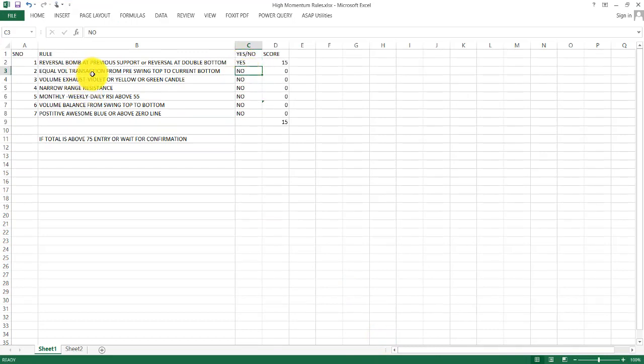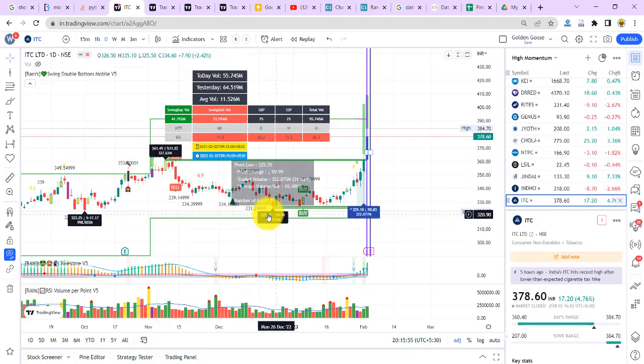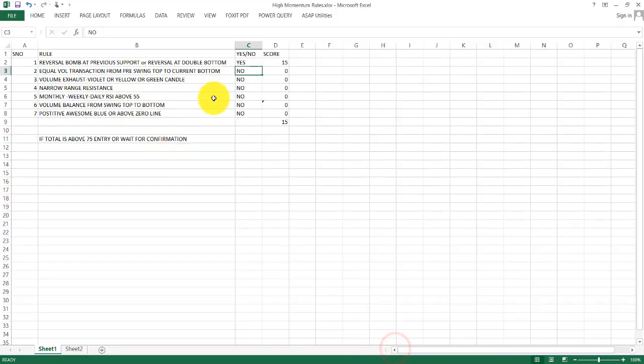The next one is equal volume transaction from the previous swing top to the current bottom. This is the previous swing pivot. It has 327 million volume, and we can see the same amount of volume here with a 9% price drop. So the volume is exhausted. So we can enter another yes here.